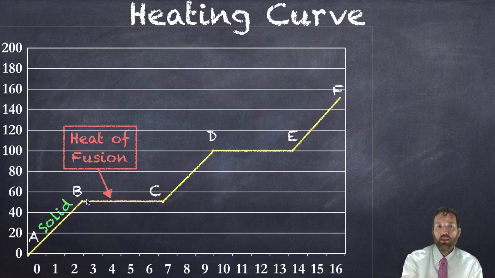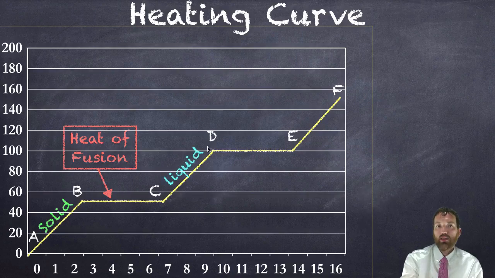I guess it wouldn't be water, because water wouldn't melt at 50 degrees Celsius. It would melt far before that, but that's okay. So the flatline parts are the transitions where we are, in this case, melting, and it is also where the heat of fusion would be located.